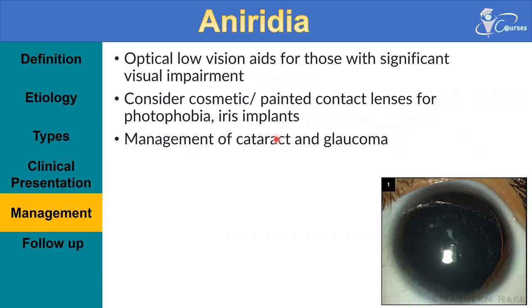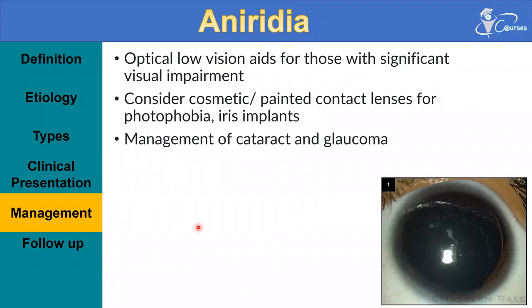Iris implant can be considered, however, the risk of glaucoma shouldn't be overlooked. Those patients already have more incidence of secondary angle closure glaucoma. And also, if those patients develop cataract, this should be managed by cataract surgery. If they develop glaucoma, this can be controlled medically or surgically.